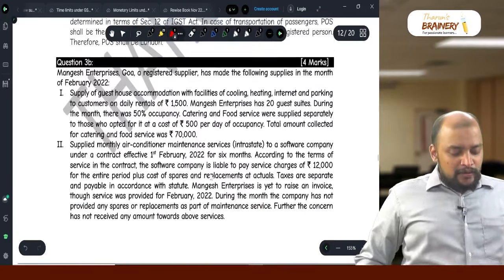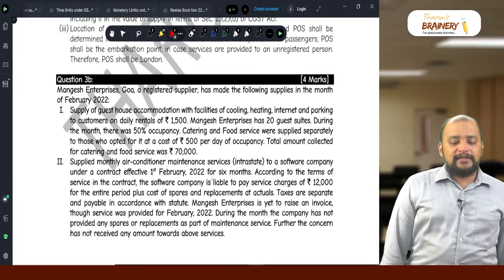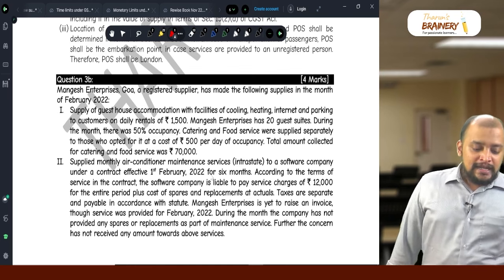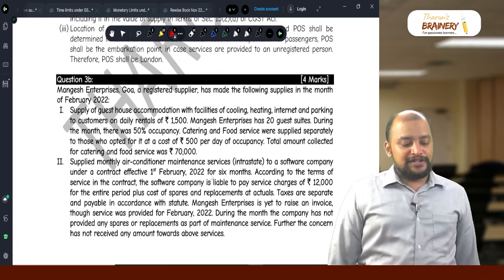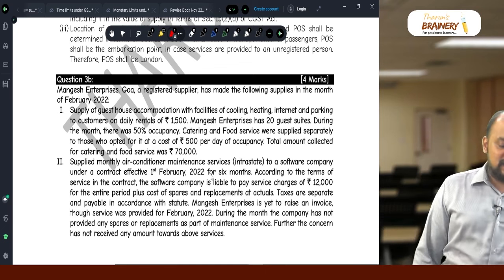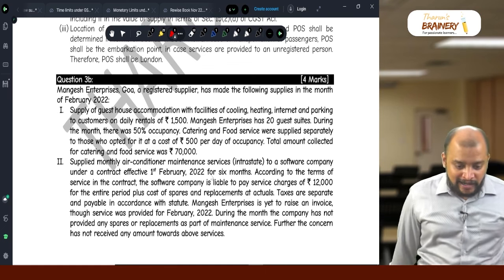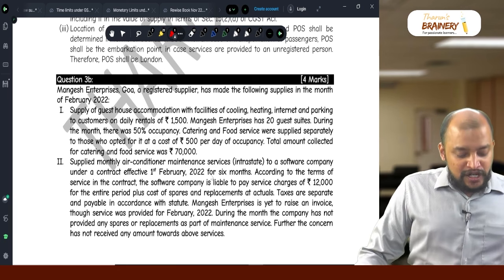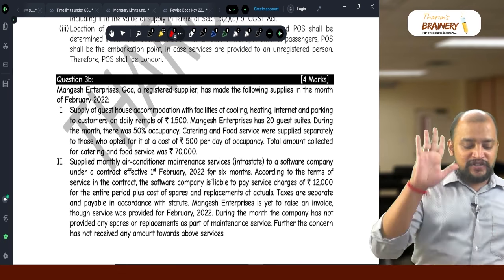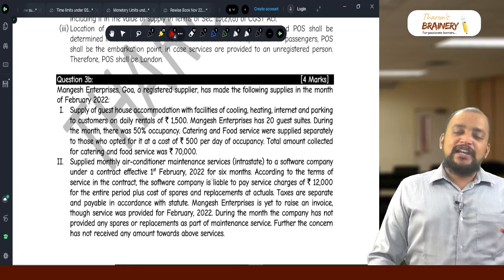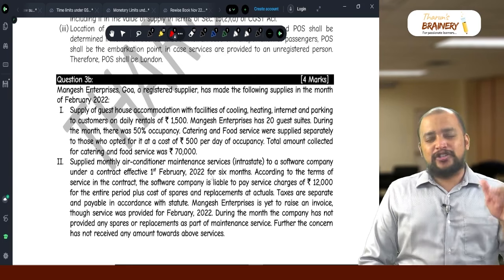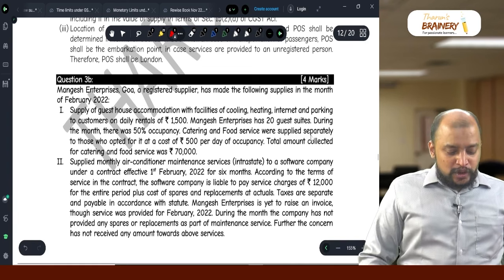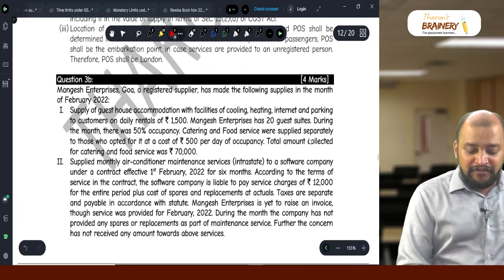Then question number 3B, Mangesh Enterprises, Goa, a registered supplier, has made the following supplies in the month of February 2022. Supply of guest house accommodation with facilities of cooling, heating, internet and parking to customers on daily rentals of 1,500. Mangesh Enterprises has 20 guest suites. During the month there was 50% occupancy. Actually this is for the month of February. But many students have taken 30 days, whereas actually there are 28 days only in February 2022. So 28 days should be taken.